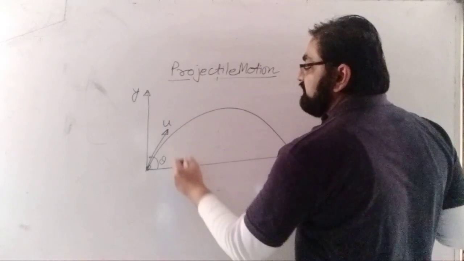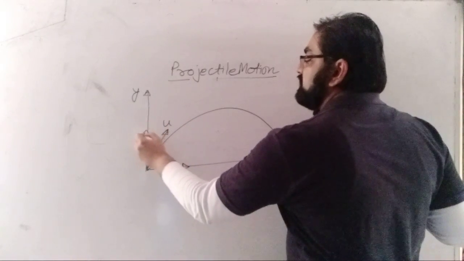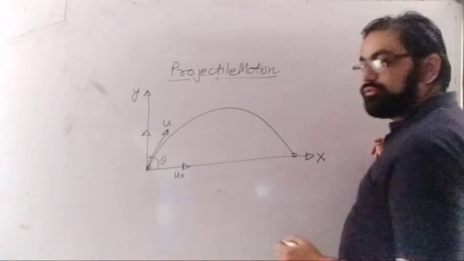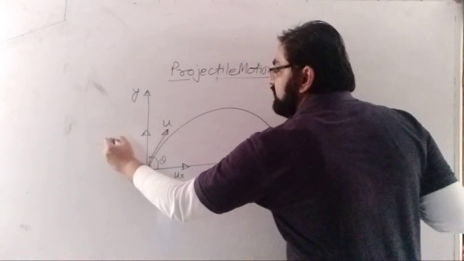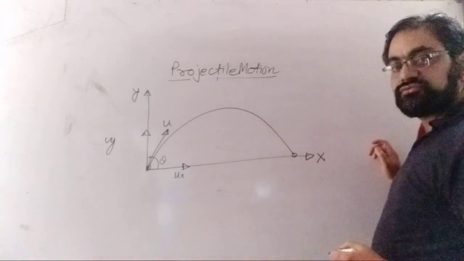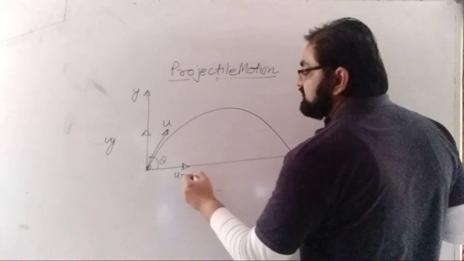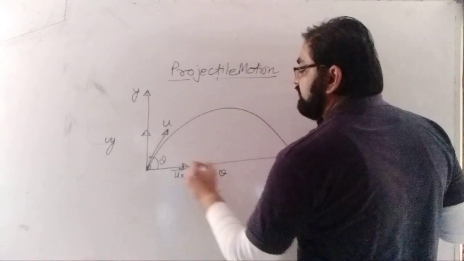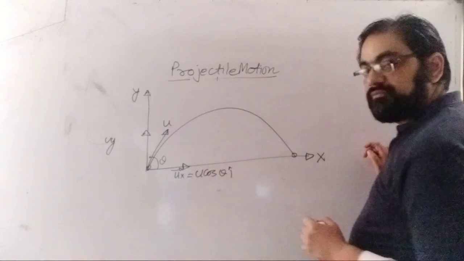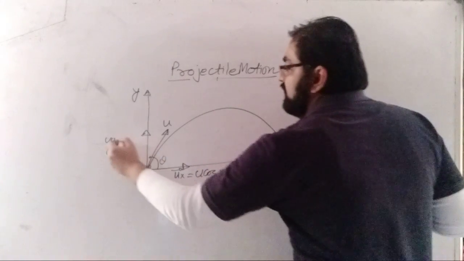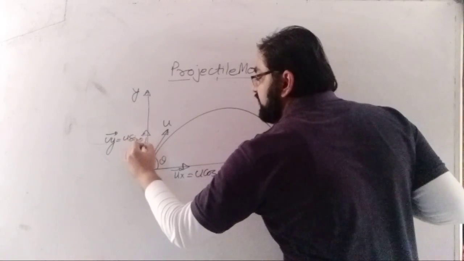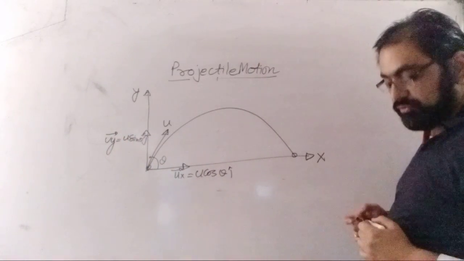This velocity will have two components. The component in the x direction is represented as ux, and the component of the velocity in the y direction is known as uy. ux is u cos theta, and in vector form it will be u cos theta i cap, and uy is u sin theta j cap. So these are the two components.